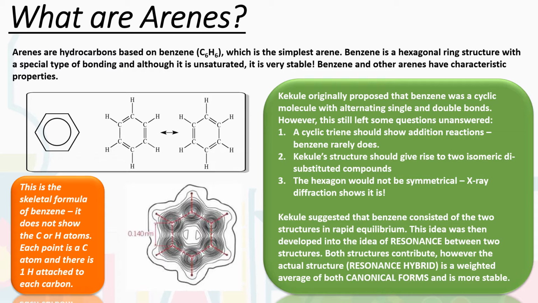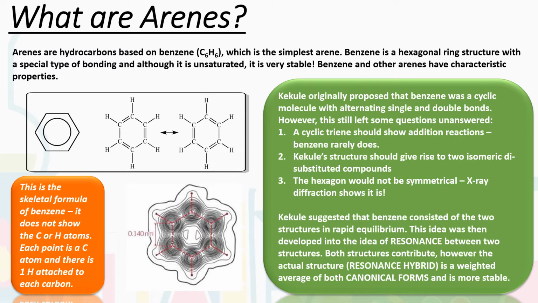The idea being that the double bonds can either be in alternating positions, as we've shown there with what we call a resonance arrow, a double-ended arrow. The double bonds can be essentially between either sets of two carbon atoms. So there should be two isomers of it, and there wasn't. And also that the hexagon shouldn't be completely symmetrical.